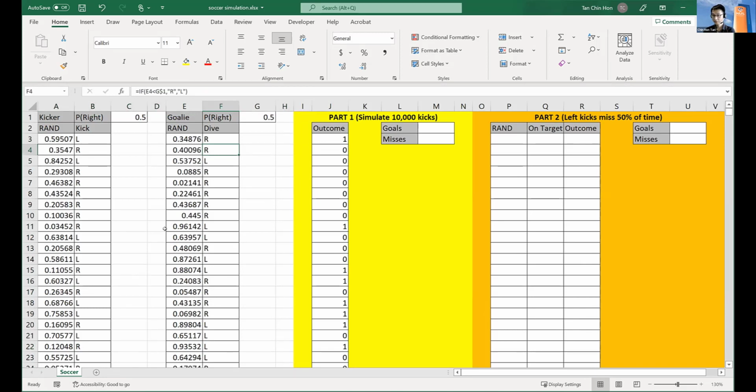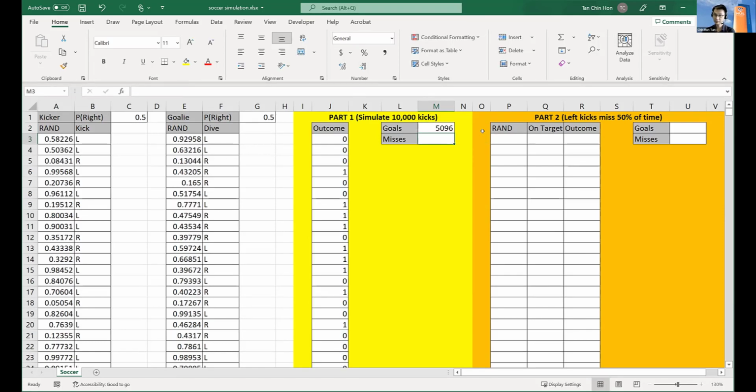Okay, and once you have that, the next thing to do is that we actually want to count how many of these are goals. For us to do that, this is going to be very simple. This is just going to be equals to the sum of all these cells over here. So this is going to be J3 all the way to J10,002. It's just going to be J3 to J10,002.